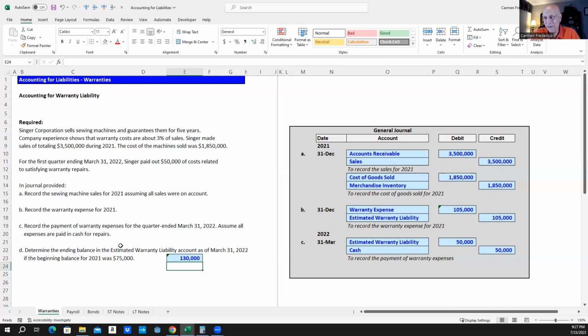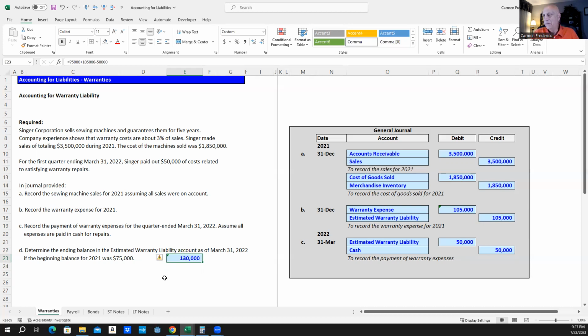Again, the $75,000 we started with before we made this adjusting entry for the year. So we added $105,000 to the 75. We took away 50 at the end of March. So at the end of March 2022, our balance should be $130,000 on the books. Okay, so that's how you account for warranties.